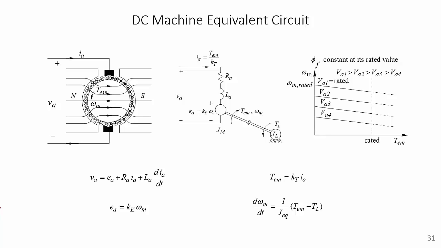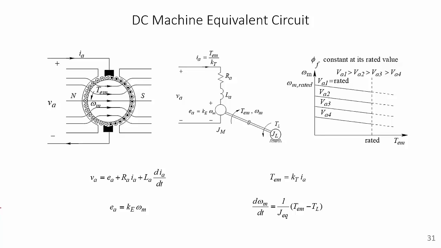The flux produced by the currents in the armature winding interacts with the flux established by the stator magnets to produce electromagnetic torque. Thus, the electromagnetic torque is directly proportional to the current in the armature winding. And in SI units, the torque constant Kt in this equation is equal to the back EMF constant Ke in the previous equation. The final equation is for the mechanical system, which is inertia times the rotational acceleration is equal to the differential torque experienced by the rotor shaft.